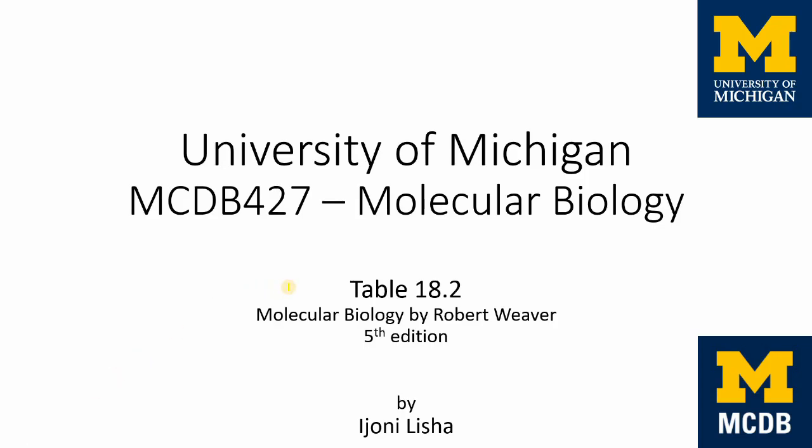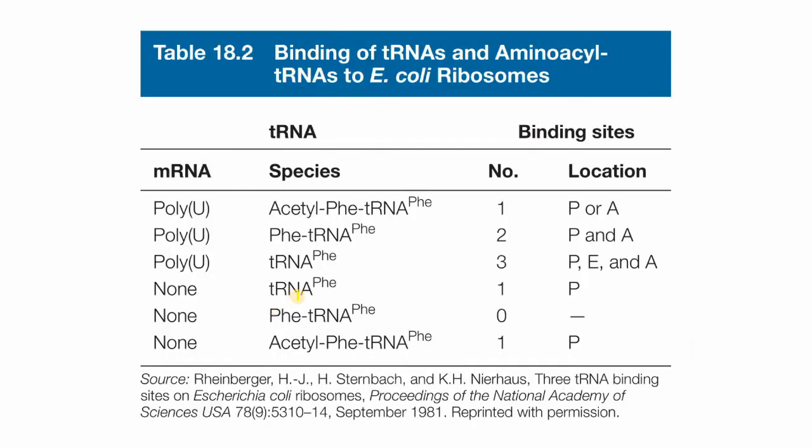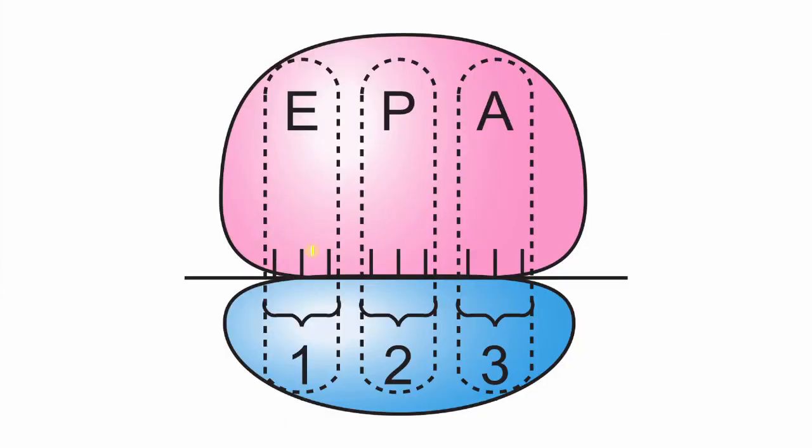University of Michigan. Today we'll be talking about the logic behind Table 18.2 from Robert Weaver's Molecular Biology book. This is Table 18.2, which we will be coming back to shortly. The main idea behind Table 18.2 is the three-site model of the ribosome. Here we can see the E site, the P site, and the A site.